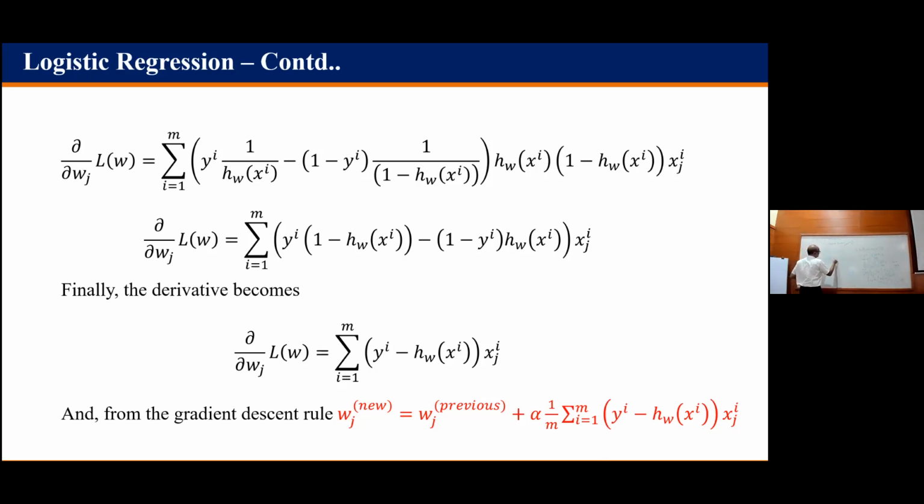Now apply gradient descent. Wj new equals Wj old, plus alpha times 1 by m sigma. That 1 by m is to take care of the fact that you are summing over all samples. So (yi minus hW of xi) into xij.